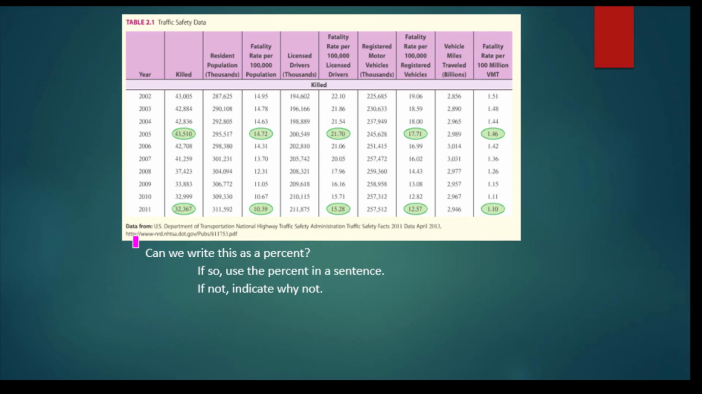So our next question is, can we write this, which means the 10.39, can we write that as a percent and use it in a sentence? I want you to think about that and see if you can come up with the correct proportion in order to accomplish this.